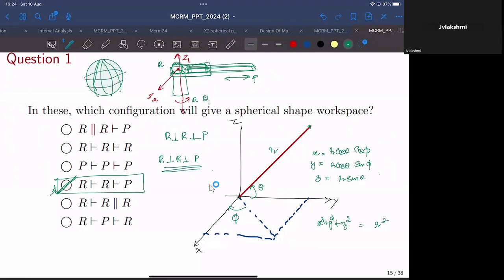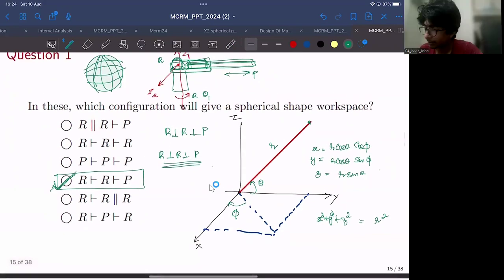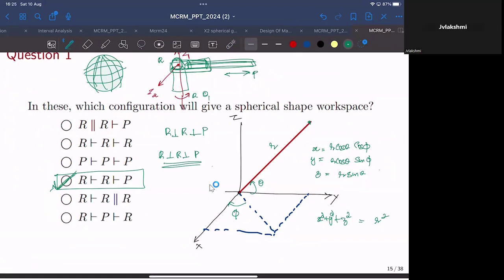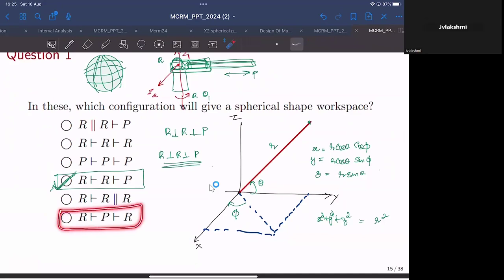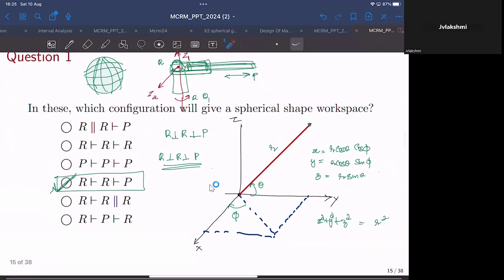Sir, can we try now the last one, sir? R perpendicular P, what will happen? R, in the middle P is there, no, sir, last one. Is this the case? Yes, sir. This case? We will analyze it, sir.